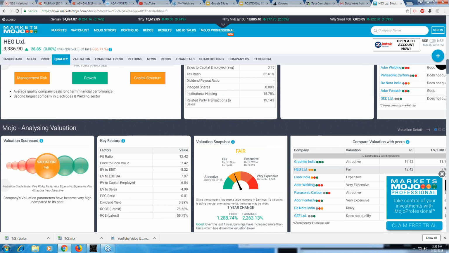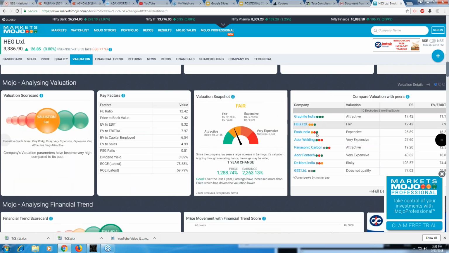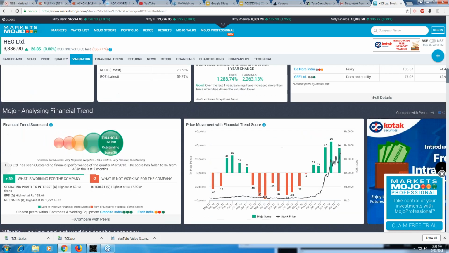You get to know which are the peer companies. Dinora is a very risky company, right? Graphite India is attractive out of its peer companies. If you remember, I have invested in both of them, HEG and Graphite India. Then there is the financial scoreboard, and you can go to the price movement and the financial scoreboard.